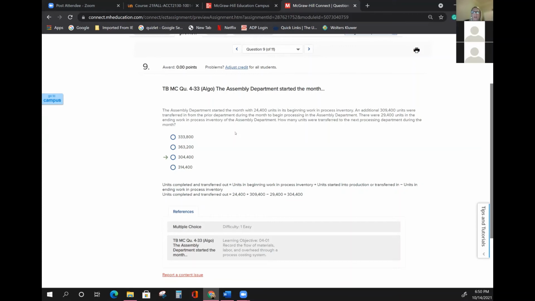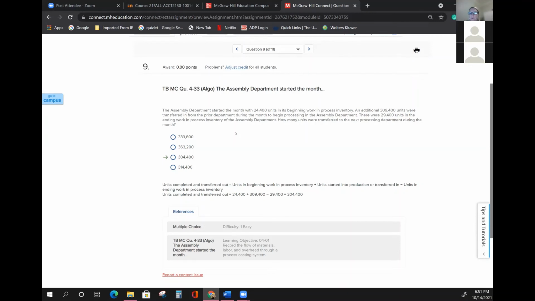Okay, so we've got to look and see how many were completed and then how many we transferred out. So we started with 24,400, and then it says we had an additional 309,400. So if you take the 24,400 and add the 309,400, now we have the total units available. So we had the beginning balance plus we had more that were transferred there. And then how many did we have in the ending work in process?